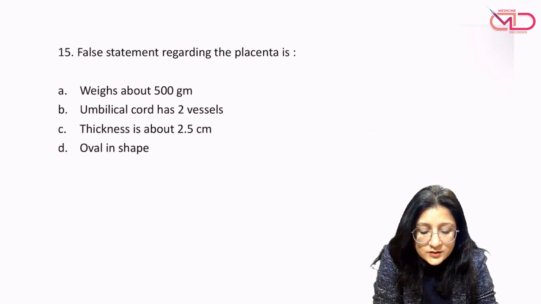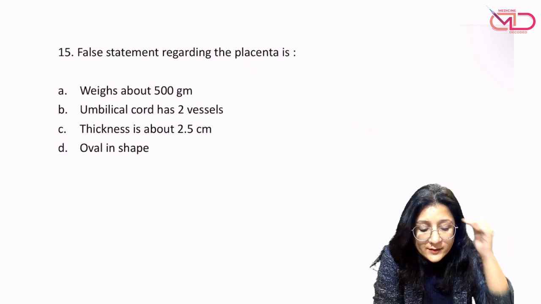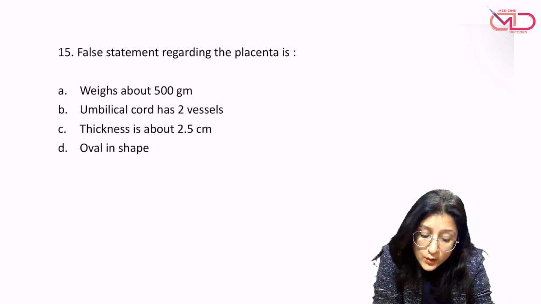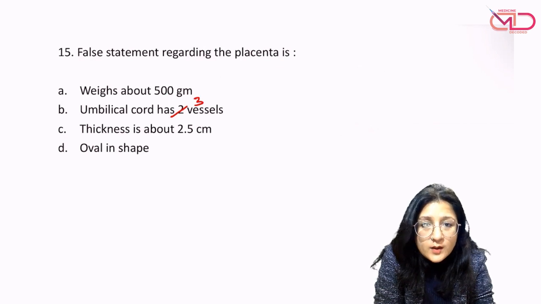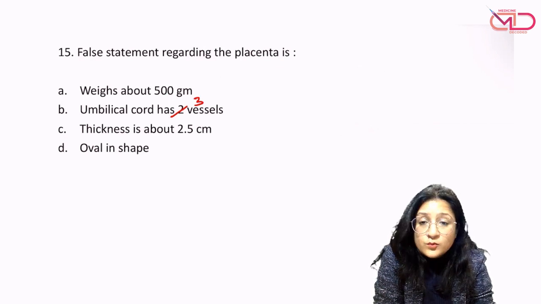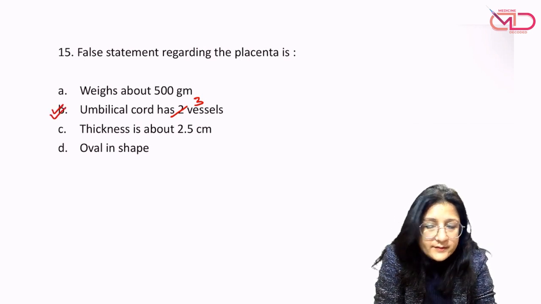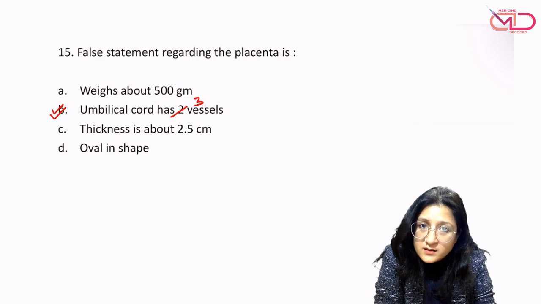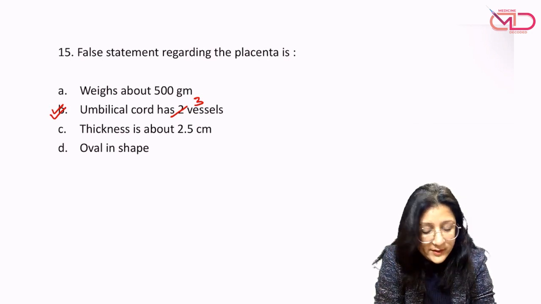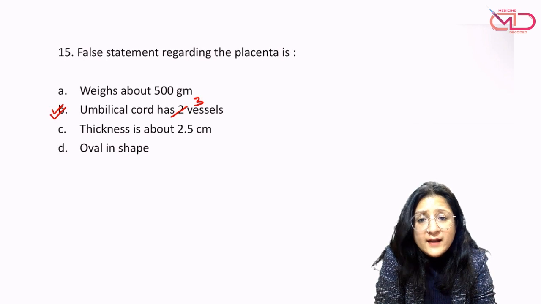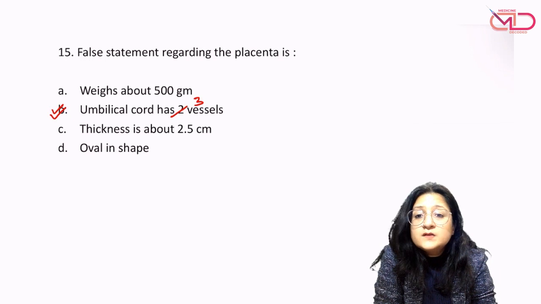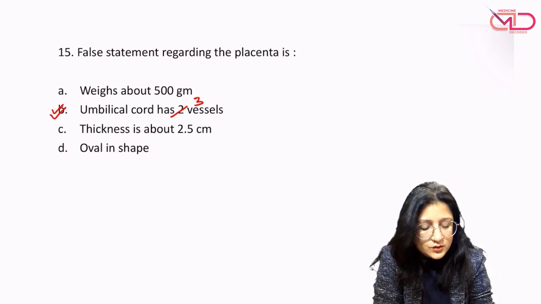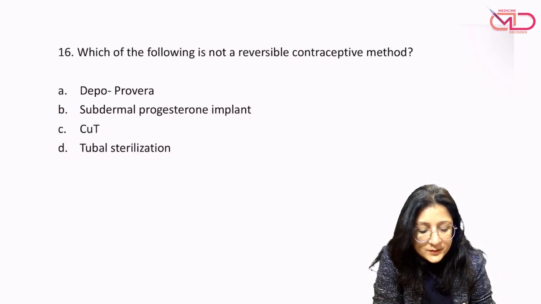Now, next statement, a straightforward direct question: the false statement regarding the placenta is, and we all know that the umbilical cord has got three vessels and not two vessels, two umbilical arteries and one umbilical vein. So this is definitely a false statement. It weighs about 500 grams. Its thickness is about 2.5 centimeters. It's often described as discoidal in shape. Oval is also fine if they want to describe it like that. But it definitely doesn't have two vessels normally. It has three vessels normally. The umbilical cord has three vessels normally, right? So that's the false statement here.